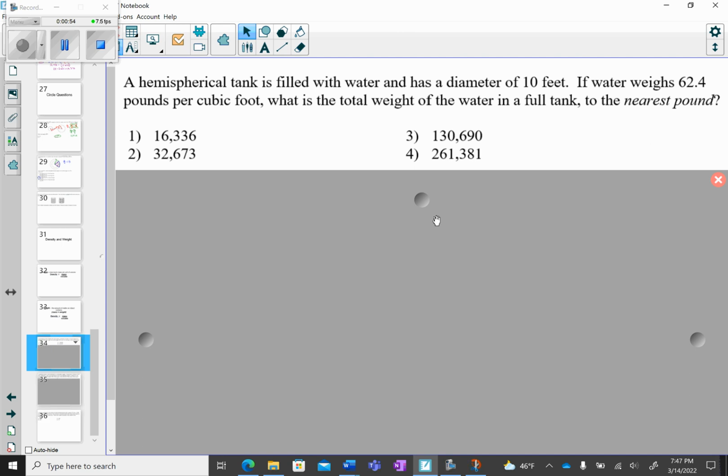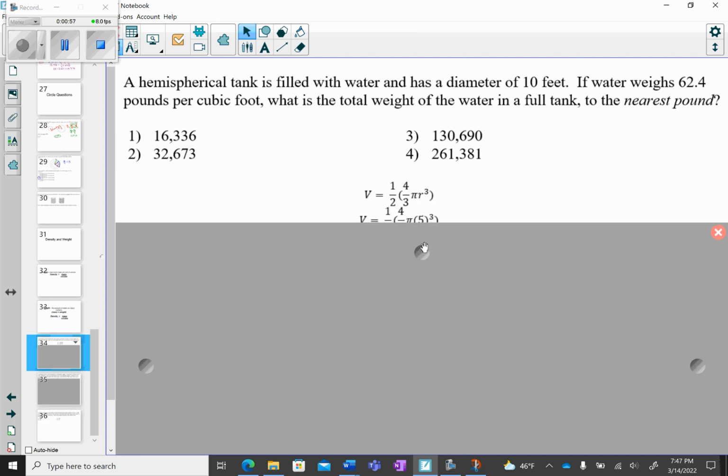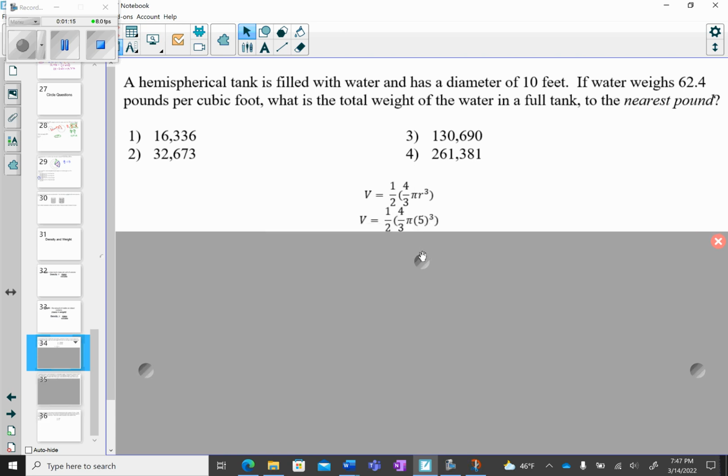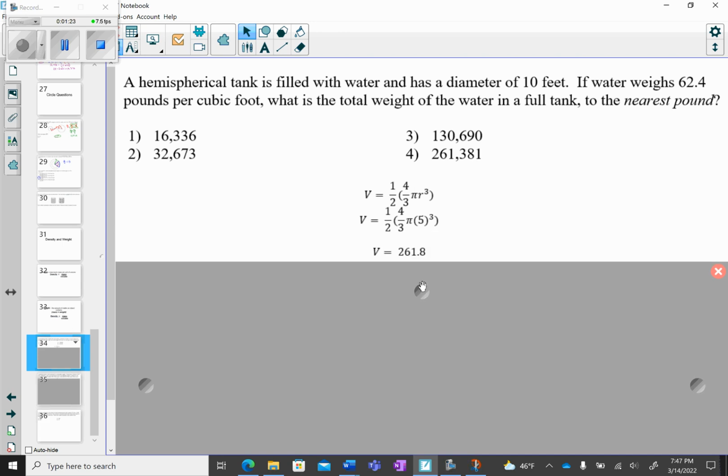So we have a hemispherical tank, which is going to be half of a sphere. So you're going to look on your reference sheet for the volume of a sphere, which is 4/3 pi r cubed, but you're going to take half of it because it's hemispherical. Then if the diameter is 10, we want to use the radius, so we want to cut 10 in half, so it's going to give us 5. So we're going to do 1/2 times 4/3 pi, 5 cubed. And we're going to get 261.8.